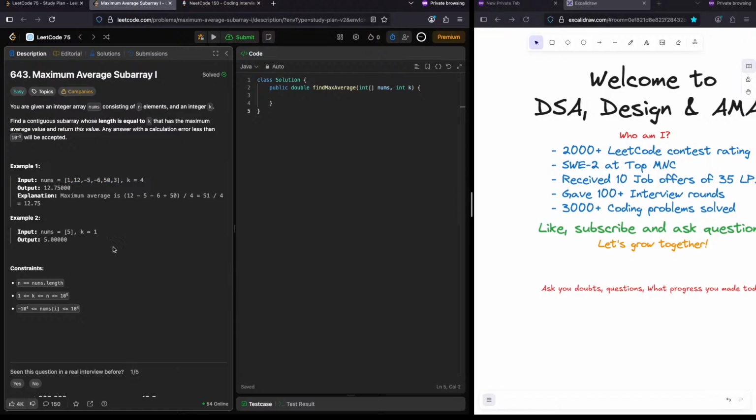Now, the first thing is that you'll be given some k. Second is that there will be a subarray or substring, not a subsequence.